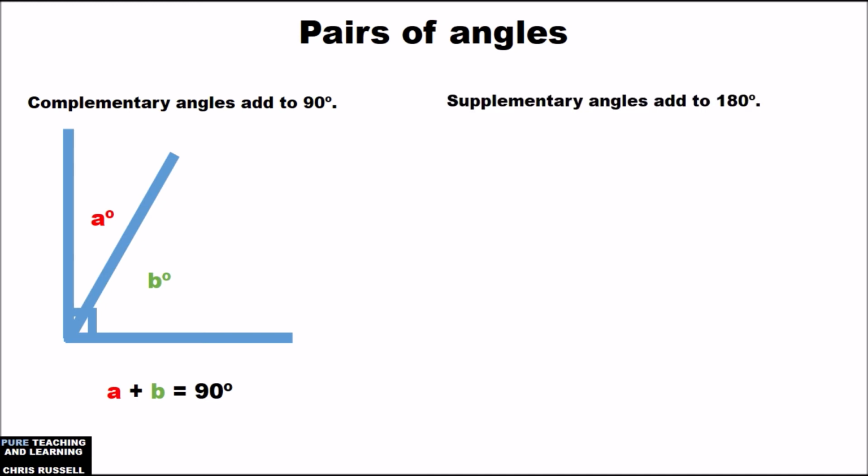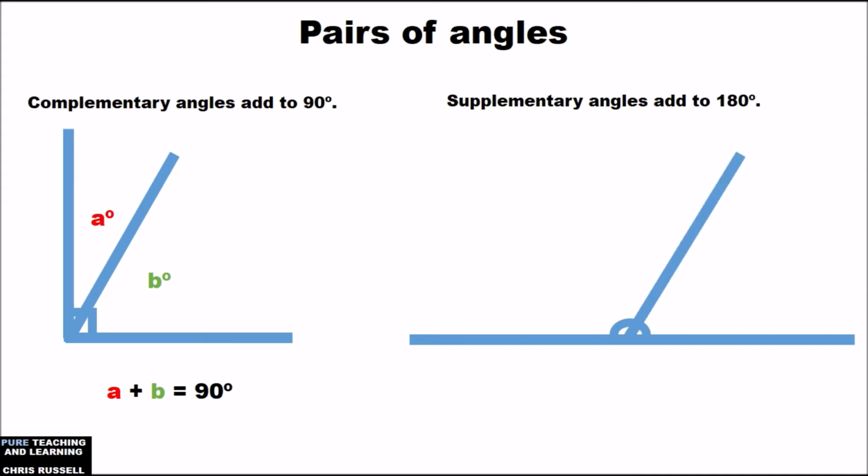Supplementary angles add to 180 degrees. And remember, 180 degrees is a straight line. So we split the straight line up into 120 degrees and 60 degrees. When we add those two values, we get 180 degrees. We can also replace those values with A and B. And in this case, A and B equals 180 degrees.